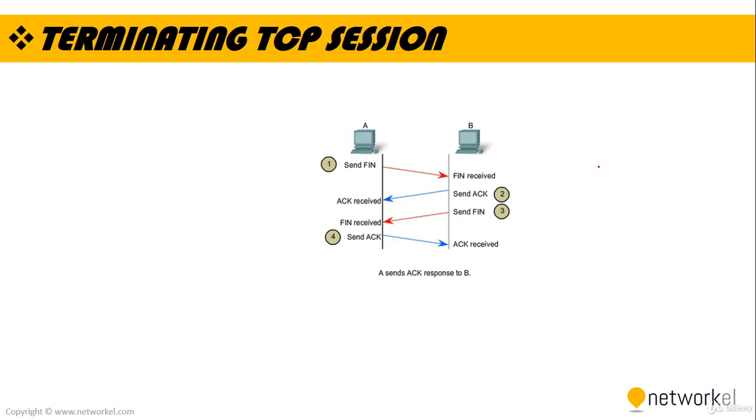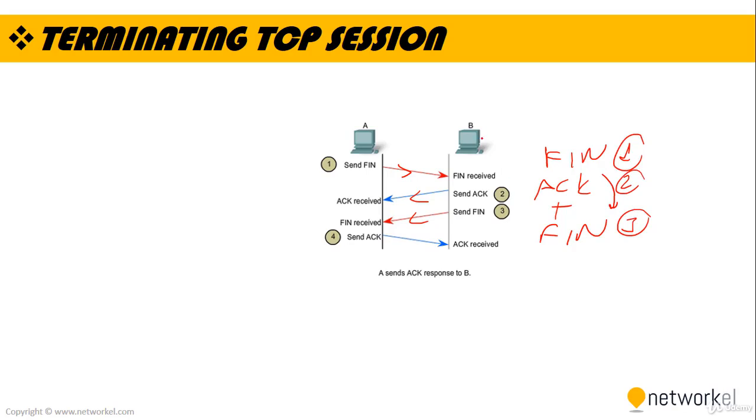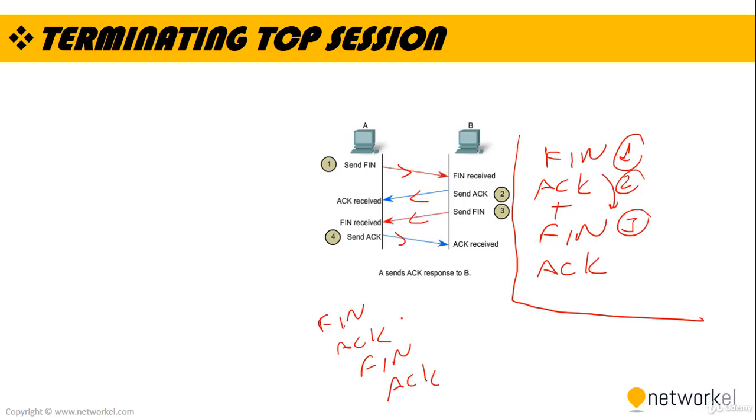When we try to terminate the TCP session, the steps we use are first FIN, then ACK, plus FIN from the receiver side, then this side sends an ACK again. The steps are FIN, ACK, and FIN, ACK. This one is by B, these are by A.